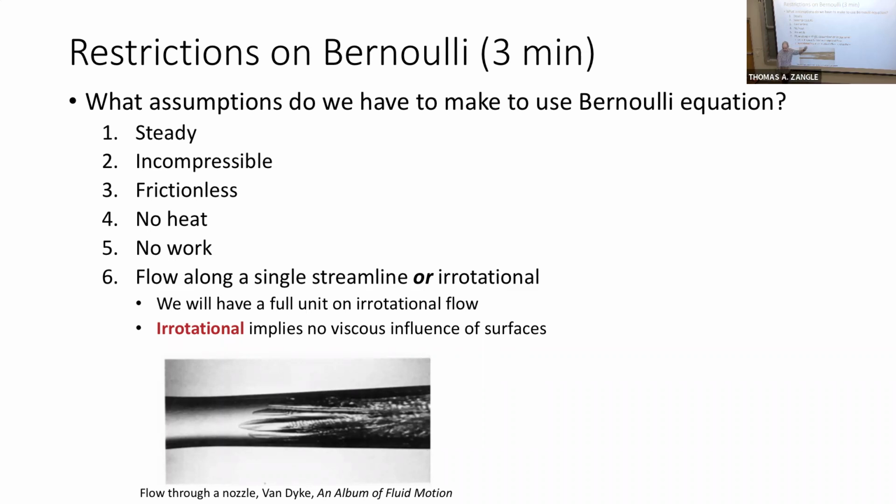So if we have a flow situation where it's irrotational, basically meaning that there's no turning, no vorticity within the fluid, then we can apply Bernoulli in that region, and this condition implies there's no viscous influence. So like here, we have flow that is very rotational, right? There are a lot of vortices here, and so we would not be able to apply the Bernoulli expression.